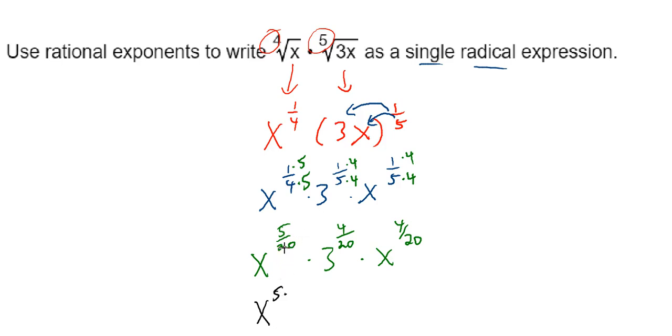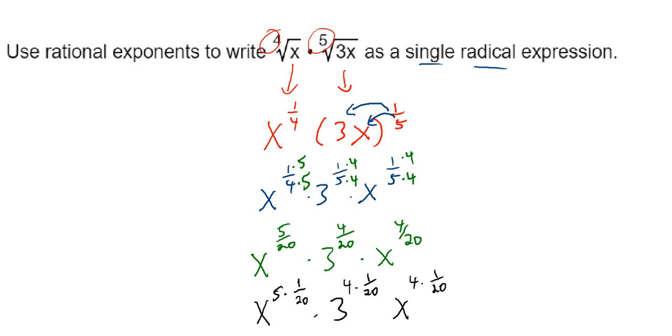Anyways, I'm going to rewrite this 5 over 20 as 5 times 1/20th, right? We're going to separate the numerator from the denominator, essentially. We'll do the same thing with this. We'll rewrite this as 4 times 1 over 20. And we'll do the same thing here. Rewrite this as 4 times 1 over 20.